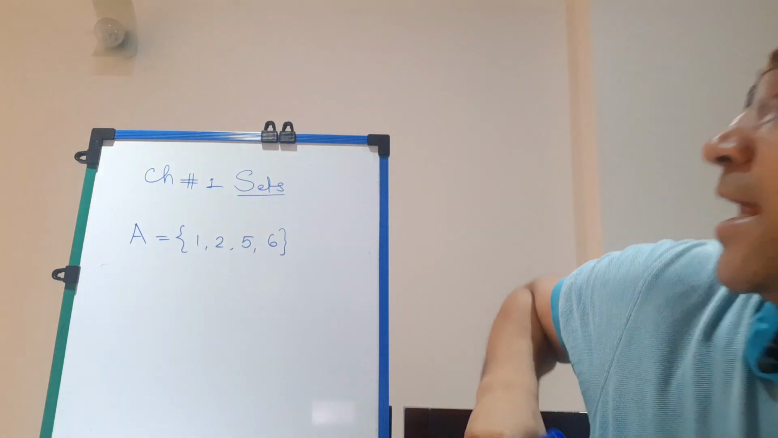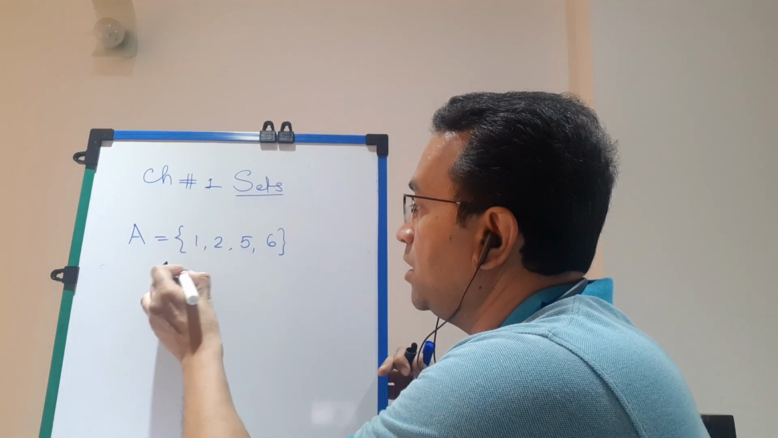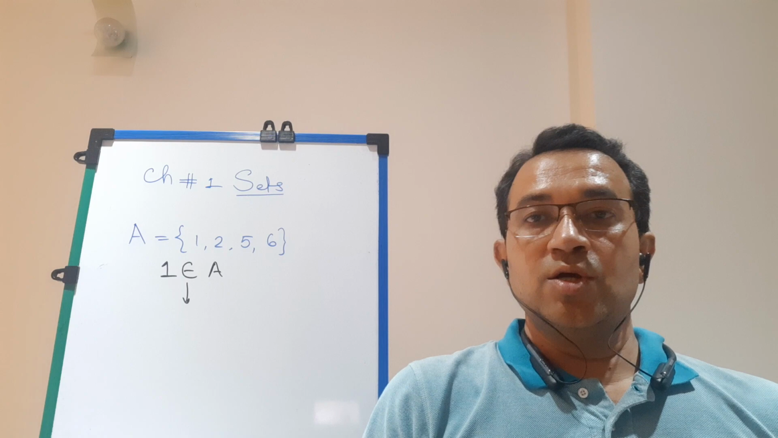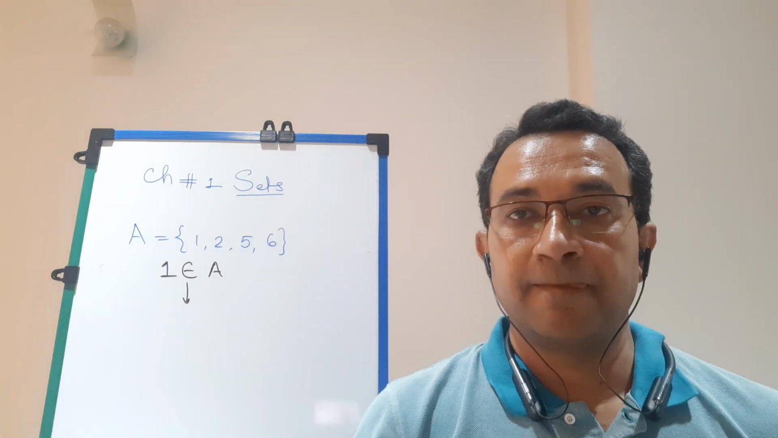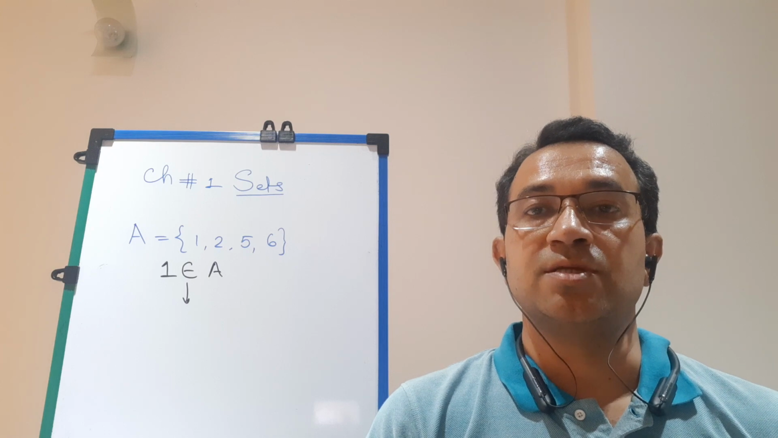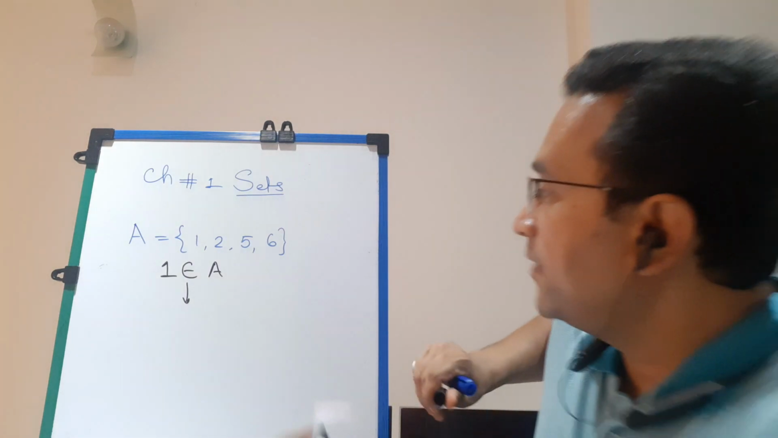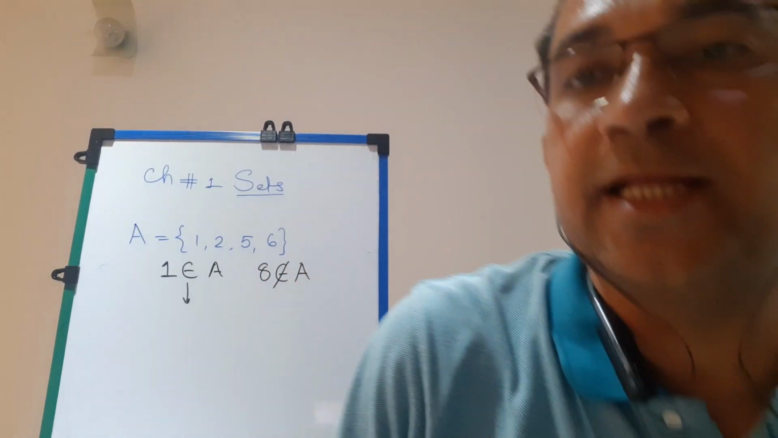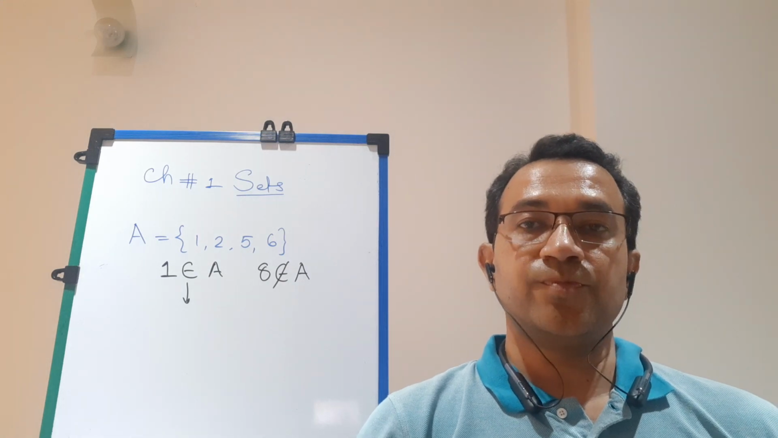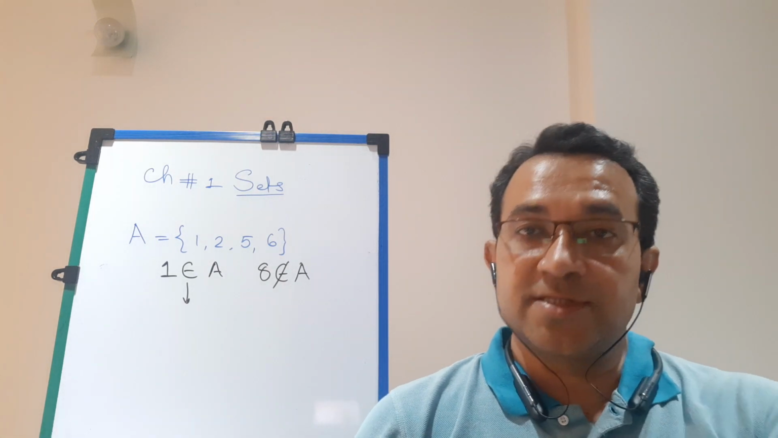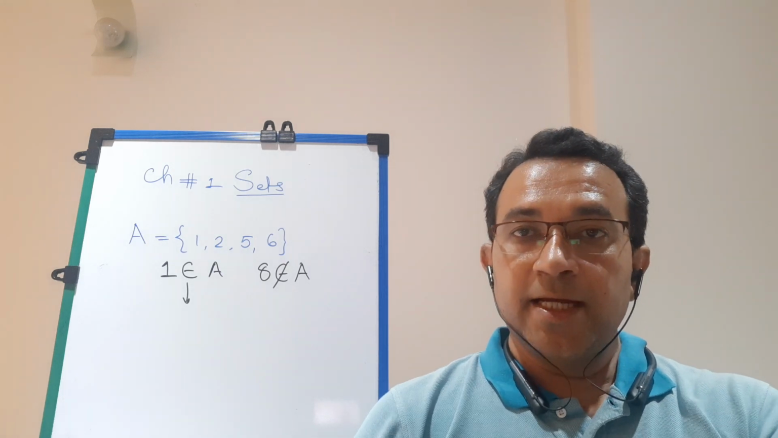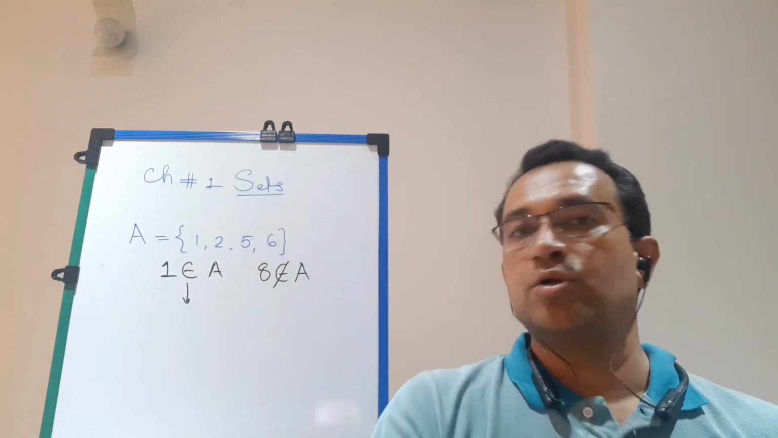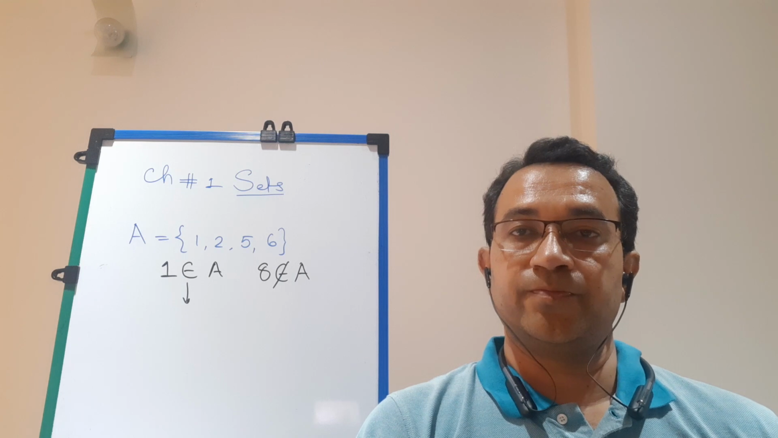Now, 1 is an element of the set. We denote it by 1 belongs to A. This symbol is read as what? Belongs to. So if 1 is an element or a part of the set, we use the symbol belongs to. Then I can definitely say that 8 does not belong to A. 8 is not an element of set A. And when an element does not belong to a set, we write this type of symbol.